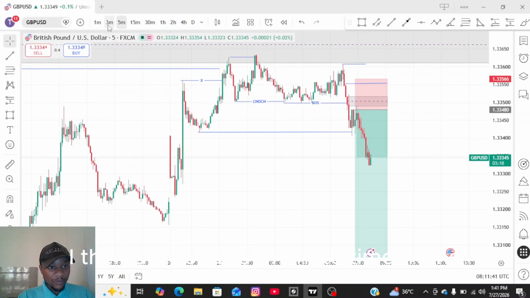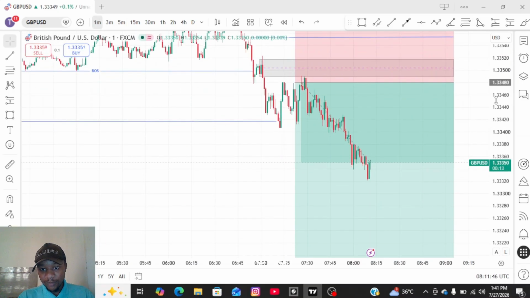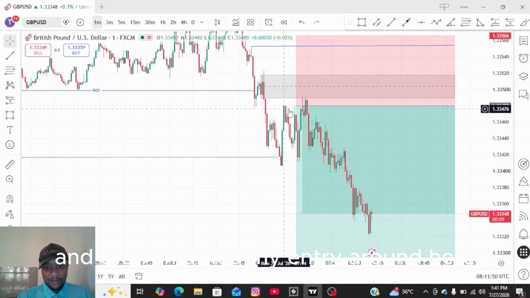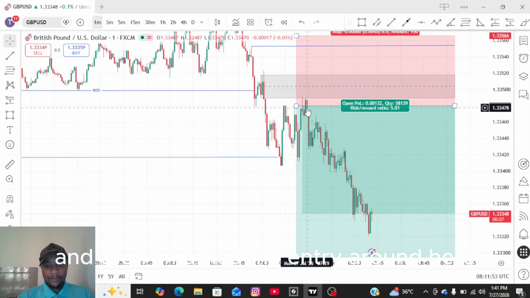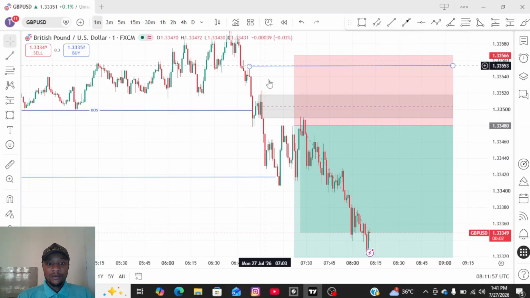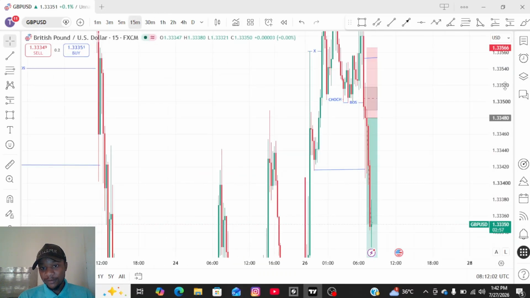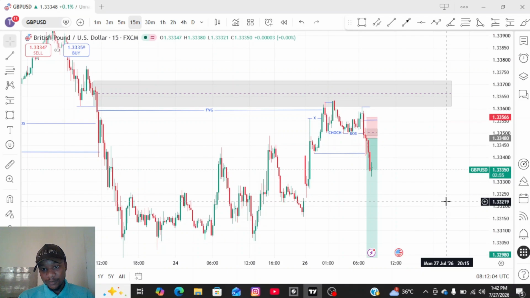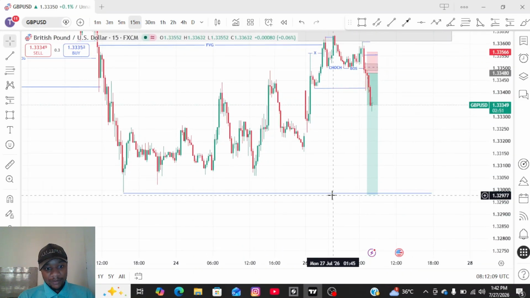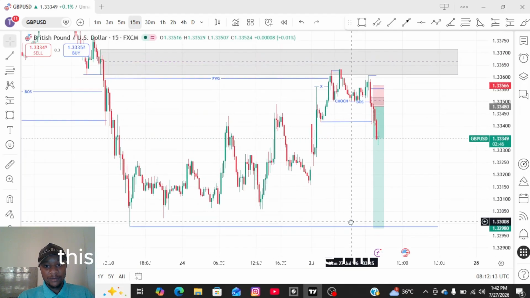I then dropped to 1-minute time frame here. That's where I saw this order block, and then I marked my entry around here. So I entered, I placed my stop loss above this. So my target area is this extreme low. This one is the one I'm targeting.